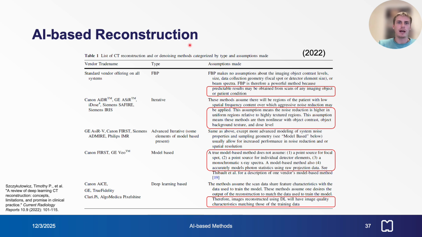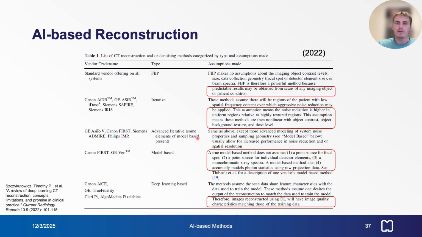Now, if we look at all of these reconstruction methods we've covered, filtered back projection is great because it allows us to obtain predictable results from scans of any imaging object or patient condition. While iterative methods assume that there are regions of the patient with low spatial frequency content over which aggressive noise reduction can be applied. This assumption means that noise reduction is higher in uniform regions relative to highly textured regions. This assumption means that these methods are then non-linear with object contrast, object background texture, and dose level.